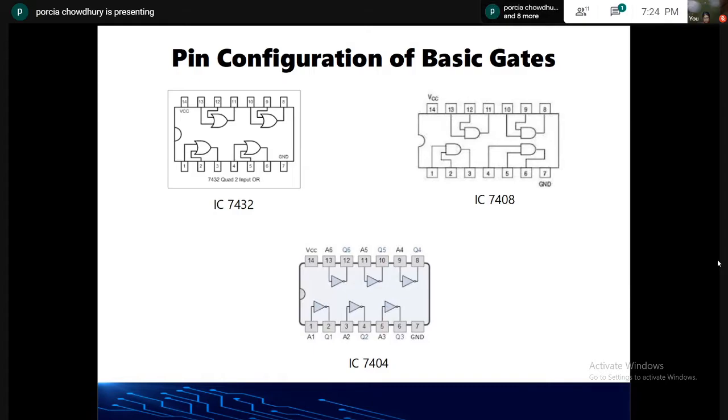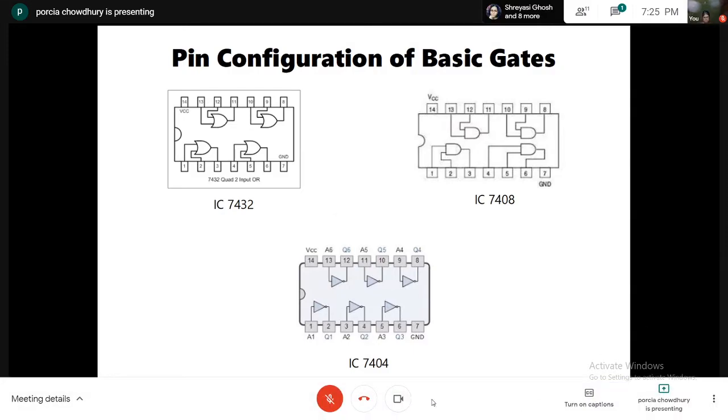Now the first one is IC 7432. It's the pin configuration for the OR gate. So the OR gate's number is 7432. Next we have IC 7408, and IC stands for integrated circuit. This chip stands for the AND gate. And lastly we have IC 7404, which is for the NOT gate. Inside each chip configuration, you have the symbol of the gate: first the OR gate, then the AND gate, and lastly the NOT gate.